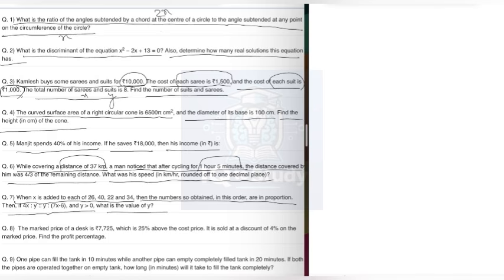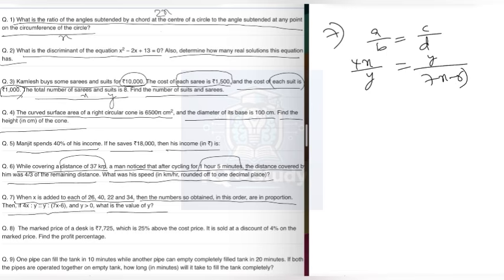For numbers in proportion, A by B is equal to C by D. According to the question, 4x by y is equal to y by 7x minus 6.